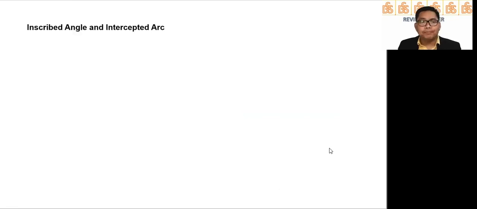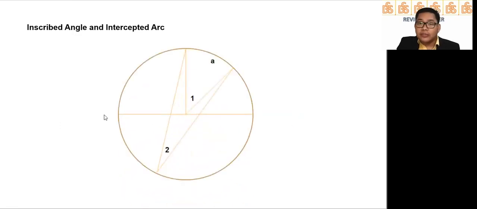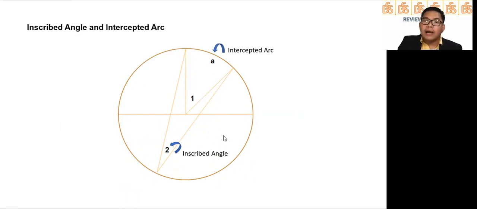One more. How about inscribed angle and intercepted arc? What does it mean? Take a look at the illustration. This is the inscribed angle and this is the intercepted arc. We are actually talking about arc A and angle 2 only. How come there's angle 1 here? I will explain later. It has a specific purpose.